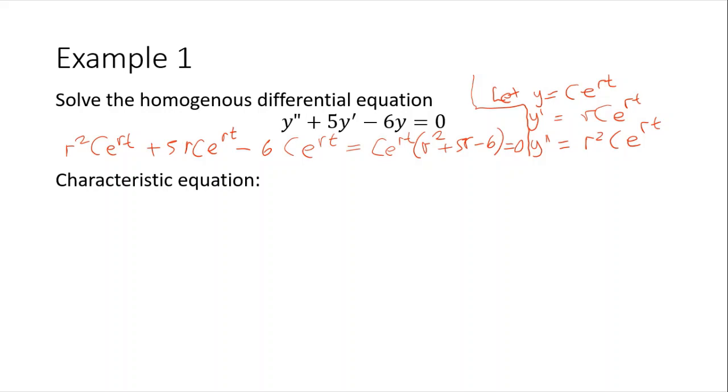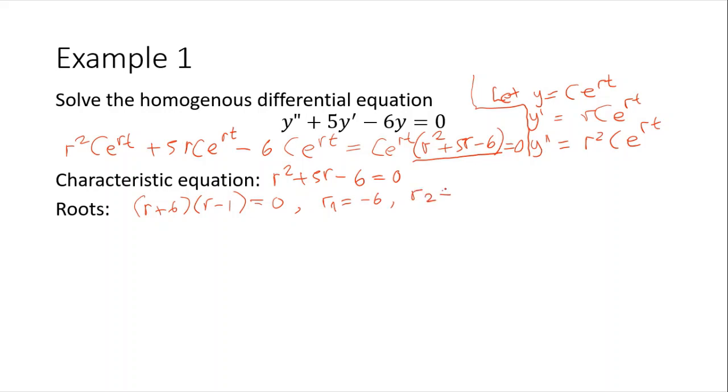Okay, so of course the characteristic equation will be this one, which is r square plus 5r minus 6 equal to 0. What about the roots? Can we factorize this? We factorize this with r plus 6, r minus 1, equal to 0. And of course we have two different roots, which is r1 equal to minus 6 and r2 is equal to 1.